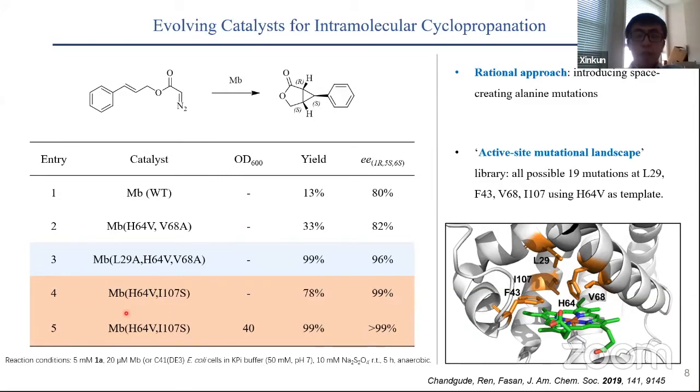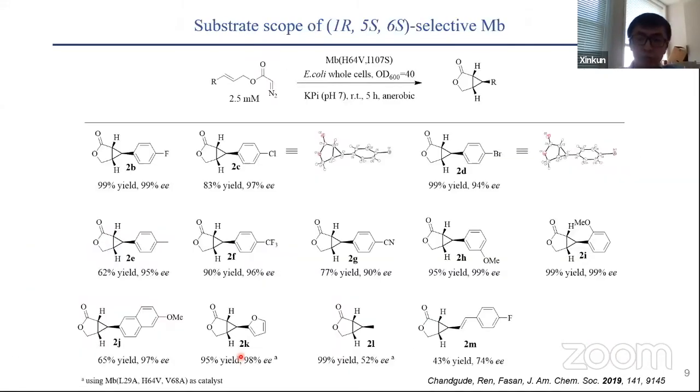And this double mutant H64V107S was then identified to give 78% yield and perfect 99% enantioselectivity under standard conditions. By performing conditions optimization in E. coli host cells, this catalyst could be tuned to give total conversion and 99% EE. The substrate scope was then explored under the optimal conditions and at preparative scales.